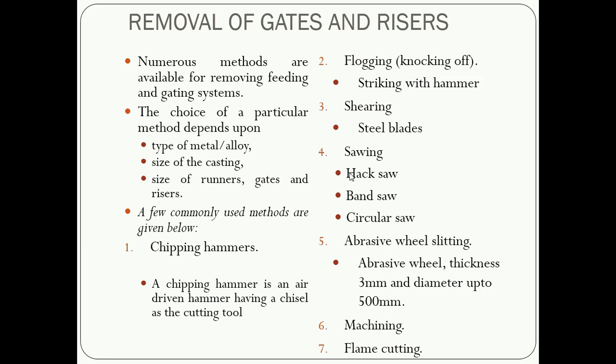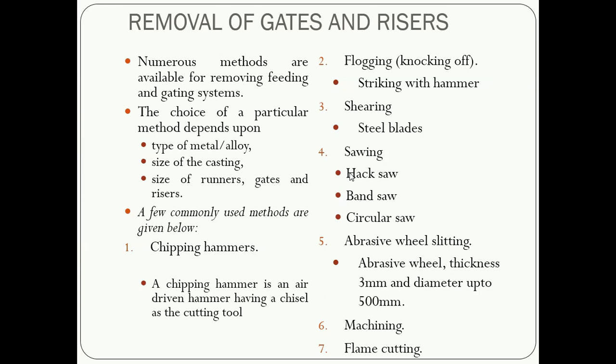Now first we will see a few of the commonly used methods in the foundry industry for removal of gates and risers. First is the chipping hammer. The chipping hammer is an air driven hammer having a chisel as the cutting edge. Chisel means knife edge.